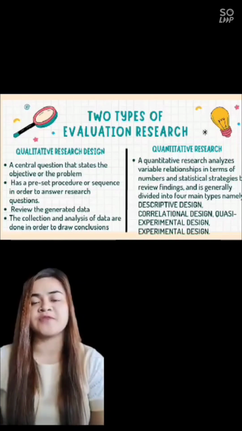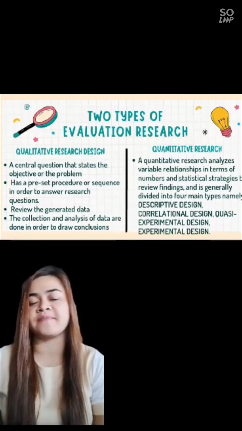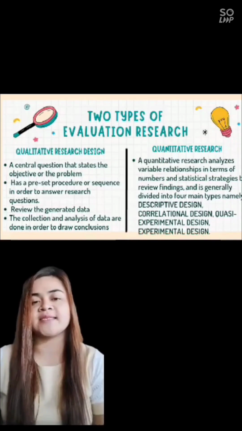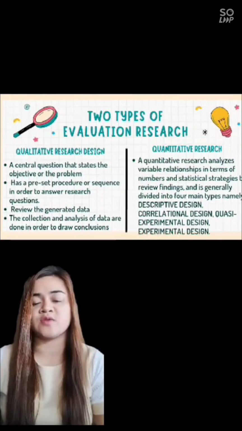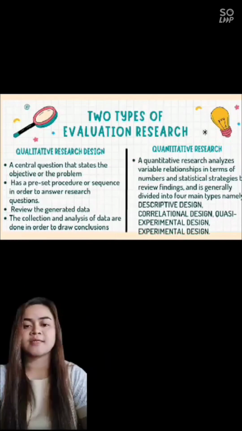There are two types of evaluation research. First is the qualitative research design. It has a central question that states the objective or the problem, has a preset procedure or sequence in order to answer research questions. It also reviews the generated data, and the collection and analysis of data are done in order to draw conclusions. Second is the quantitative research.